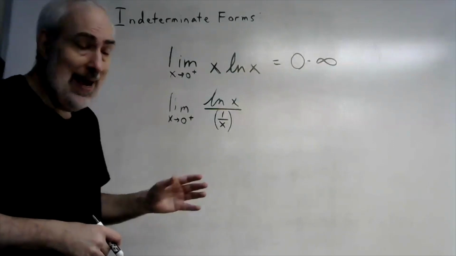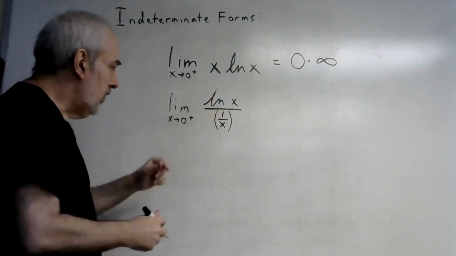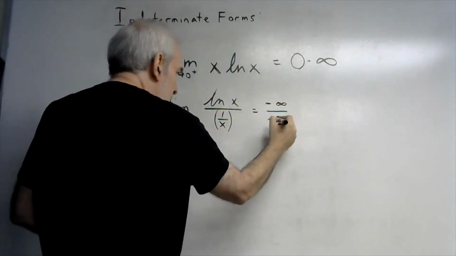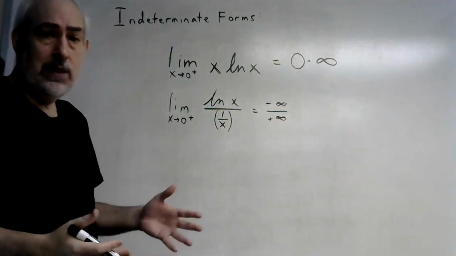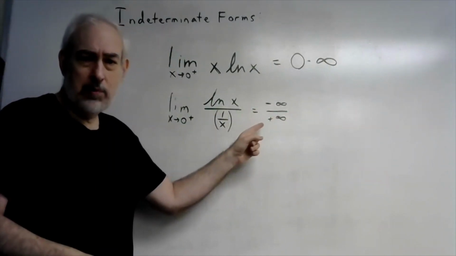Anyway, so now if we try to make x approach 0, the numerator is still going to negative infinity. The denominator is approaching positive infinity, and therefore that's now infinity over infinity. Remember, I said when it comes to infinities, it really doesn't matter whether it's plus or minus.